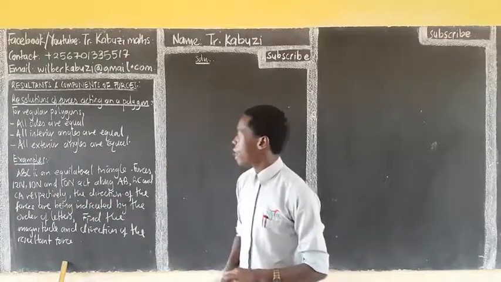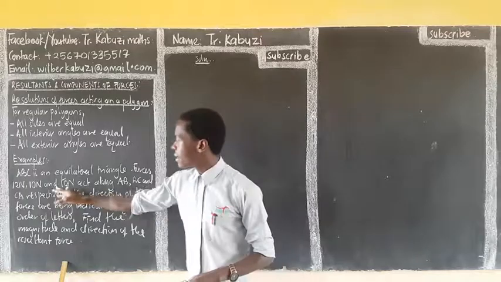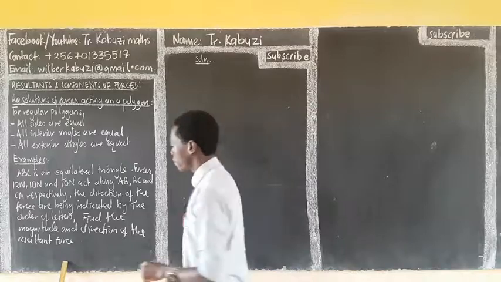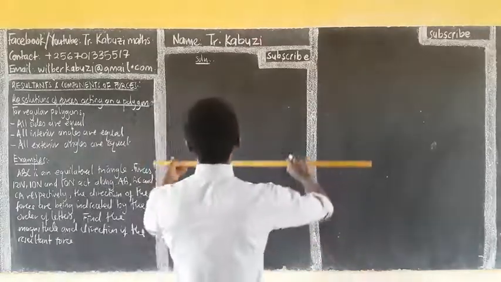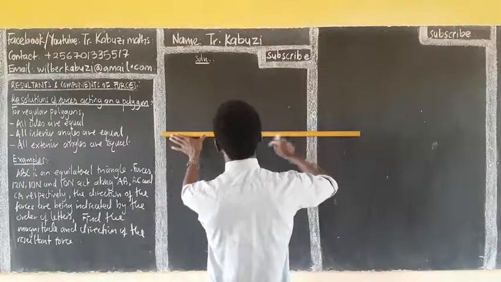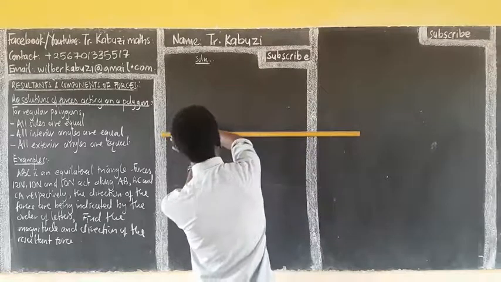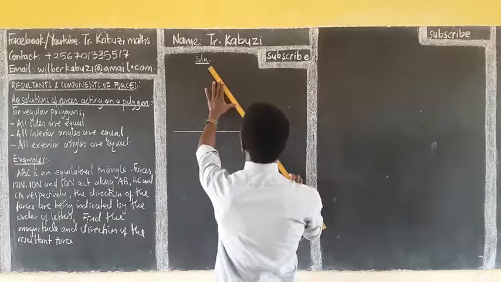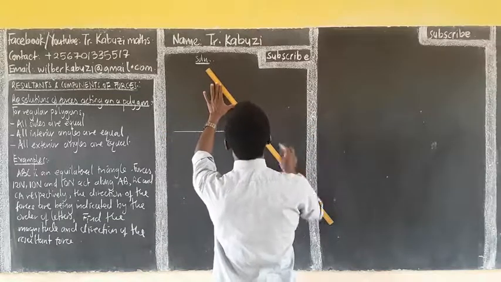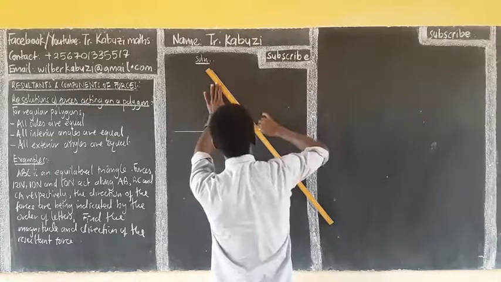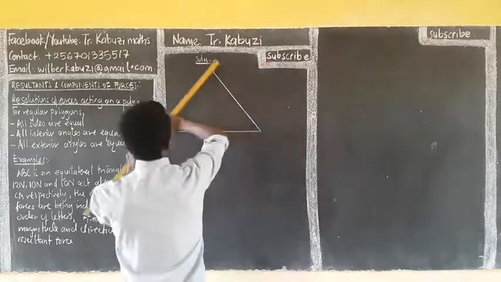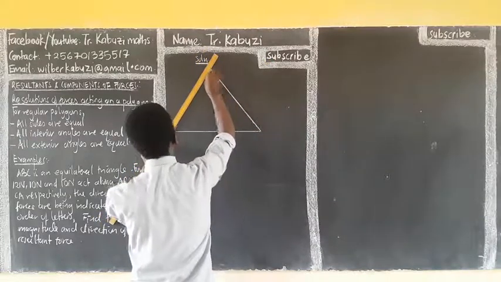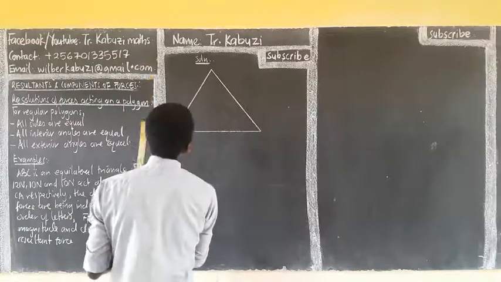If this is an equilateral triangle, forces 12, 10 and 10 act along AB, BC, and CA respectively. So we first construct our equilateral triangle. You get your ruler and you construct your equilateral triangle with ease. I'm assuming that all sides are going to be equal. Okay, so that is my equilateral triangle.